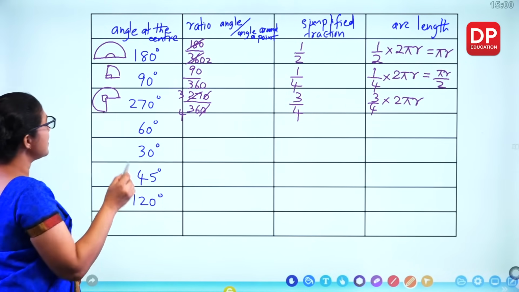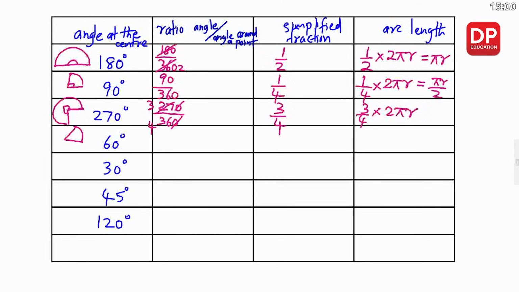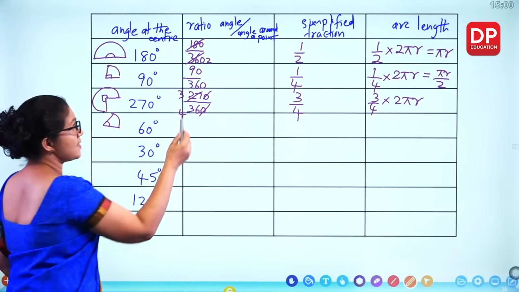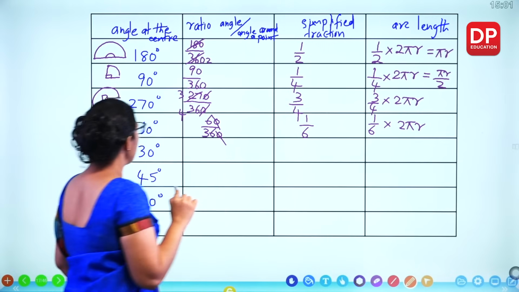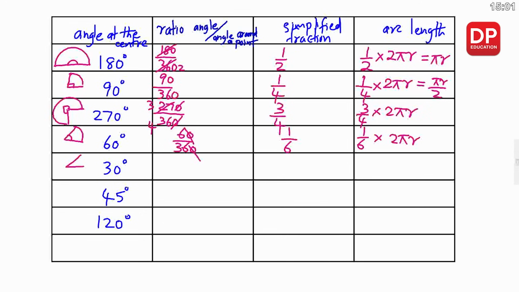What about this one? 60 degrees, you are getting an acute angle, something like this. This is 60 degrees given. So what's the ratio? 60 over 360. When you simplify this, what do you get? You get 1/6. So what's the arc length? 1/6 into 2 pi r. This one, 30. 30 is another small one compared to 60. Again, what's the ratio? 30 over 360. When you simplify, what do you get? 1/12. 3 times 12 is 36. So what's the arc length? 1/12 into 2 pi r.